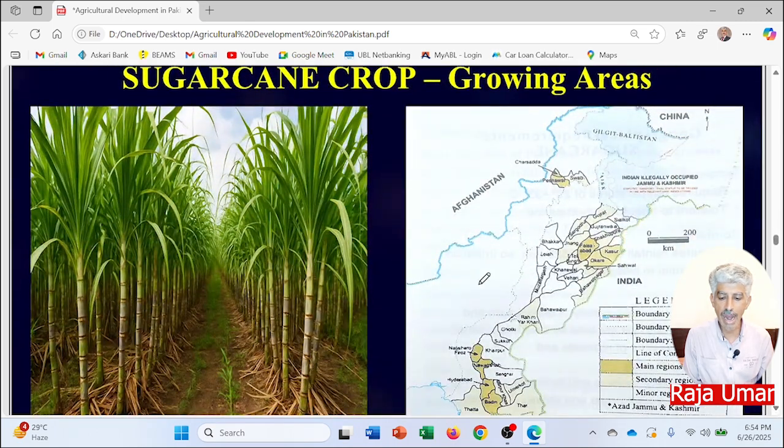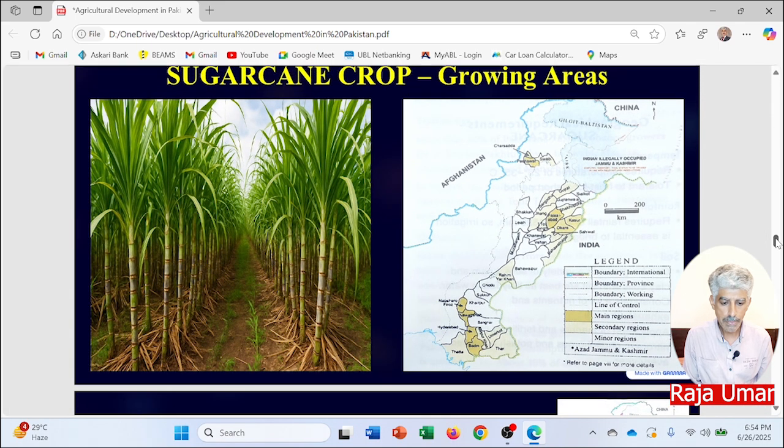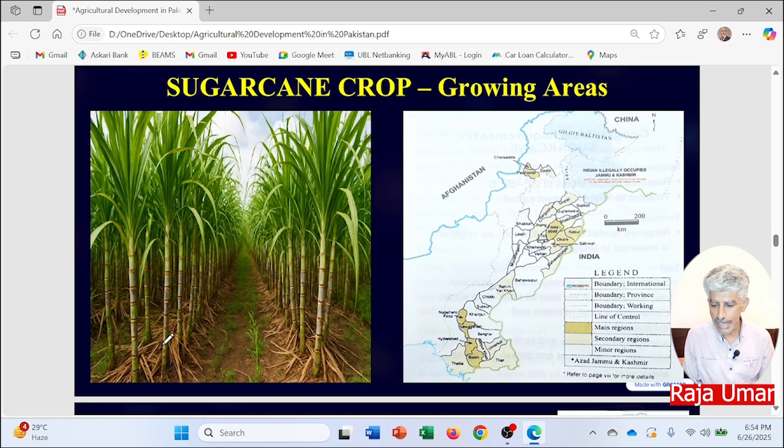So here you can see the identification of this crop and the growing area. When the crop is harvested, one node is left, and it is re-irrigated, and from that leftover node another stalk grows in the next season. Where sugarcane is grown, it remains sugarcane there for 3 years. No other crop is grown. Re-irrigated, getting a second production, re-irrigated, getting a third production.